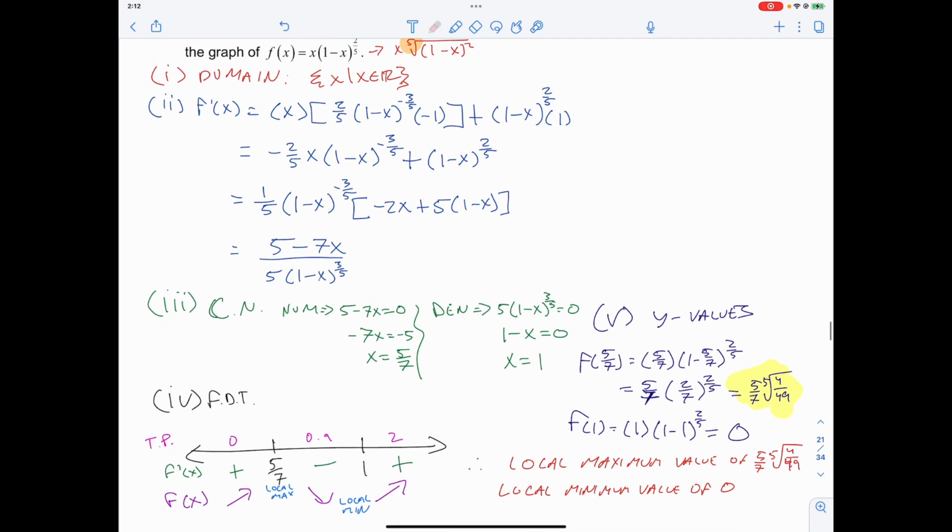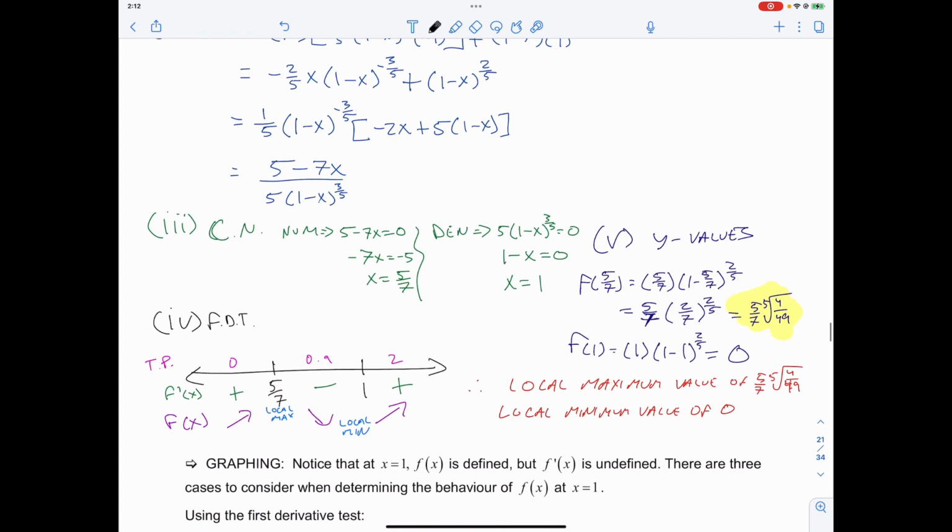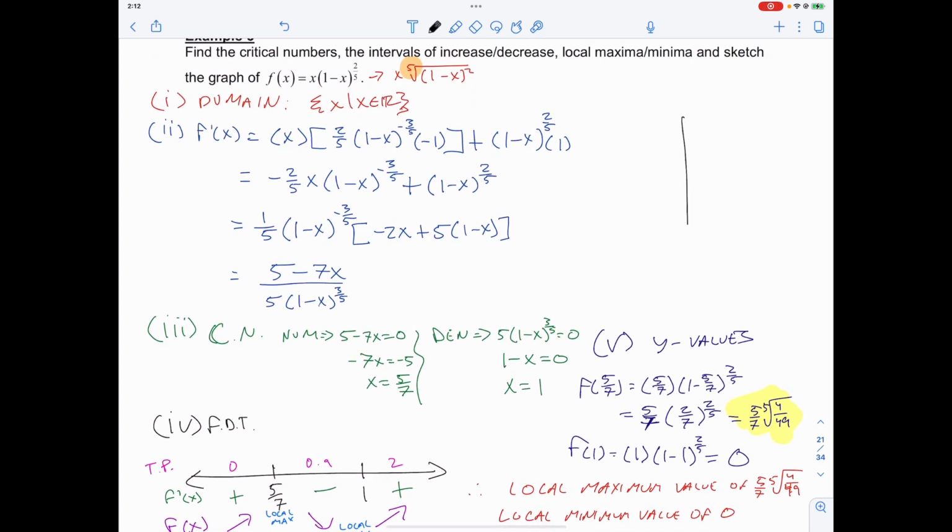If we were to graph this out, then what's it going to look like? I'm going to have my function where it's going to come up and it's going to look like this. Where I'm going to have a maximum here at 5 over 7, and I'm going to have a minimum here at 1.